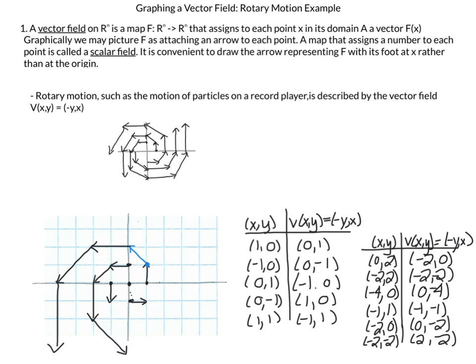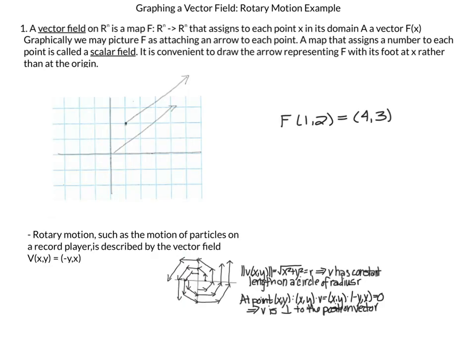negative 2, negative 2. So you can see this arc is starting this curve over here. And I'll let you do more points, but you can see how we're starting this rotary motion here. And actually, it might be worth remembering that v sub xy is equal to negative y, x, depending on what type of class you're in. But this is how you can graph a vector field.